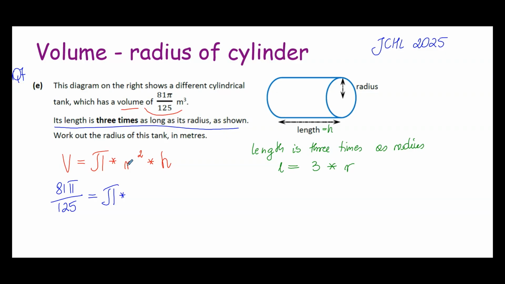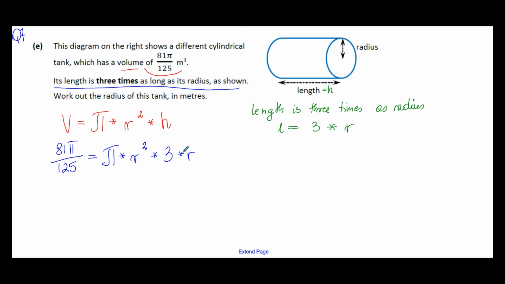So if we write it down, radius here to the power of 2, multiplied, and instead of height, we are saying 3 multiplied by radius. 3 multiplied by radius. Now we have an equation with one letter, R. Pi is not a letter, it's a number. So therefore we can solve that.